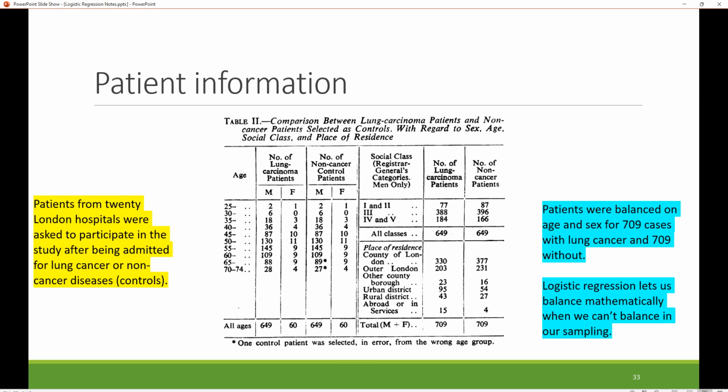Here's some information about the patients. Patients from 20 London hospitals were asked to participate in the study after being admitted for lung cancer or non-cancerous diseases. Patients were balanced on age and sex for 709 cases with lung cancer and 709 cases without. Logistic regression lets us balance mathematically when we can't balance in our sample. It was really nice that they were able to balance all of this information when they did their study, but oftentimes, especially in healthcare, we can't balance it just like this.